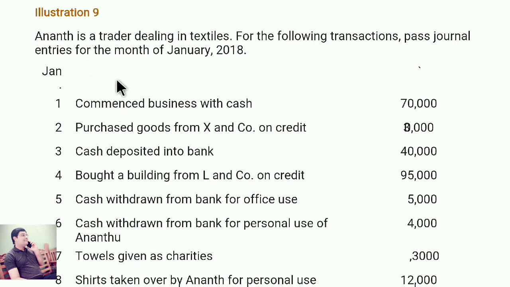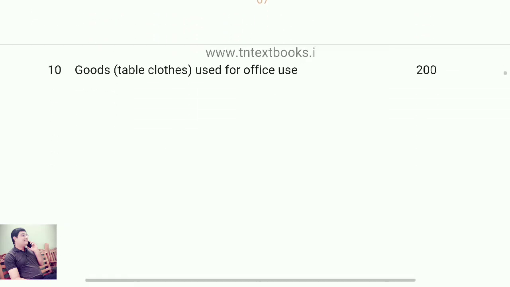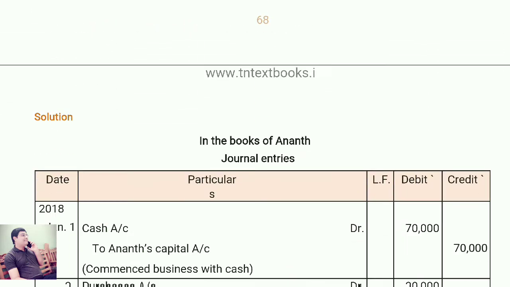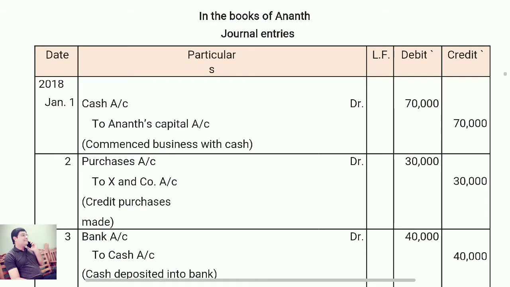Next, you can see the answer. This is the question. If you see the answer, you can understand very easily. You write in the heading, in the books of Anand. Next line, you write the journal entries. 2018 January 1 cash account debit to Anand's capital account. Next one.